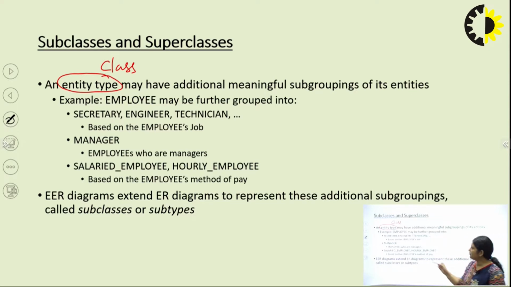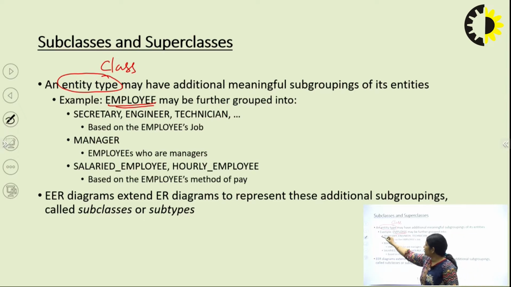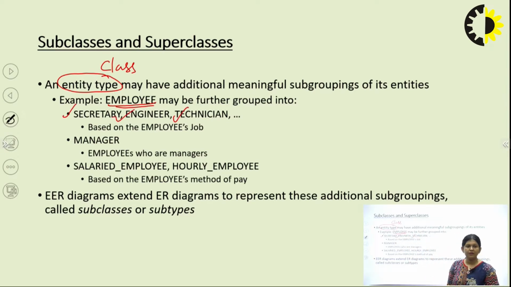For example, if we have a class, or an entity type, that is employee, it may be further grouped into secretary, engineer, technicians, like this, based upon the employee's job. Like in any organization, people are not on a single profile, they may be having different profiles. So depending upon the job profile, the employees can be further categorized.